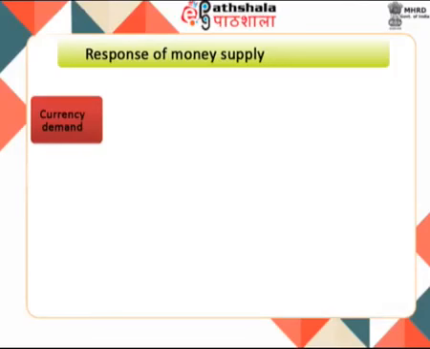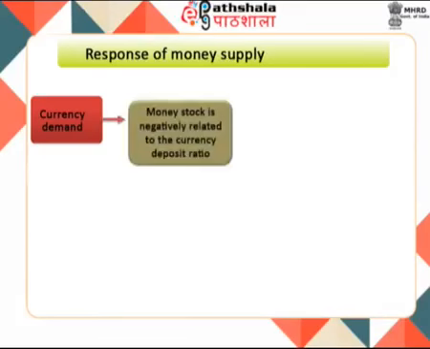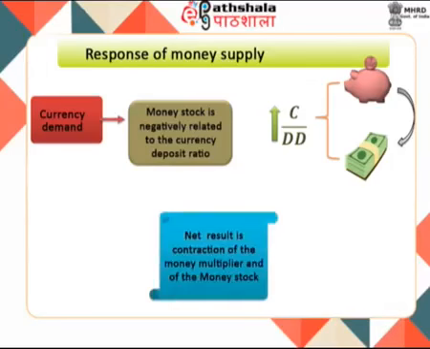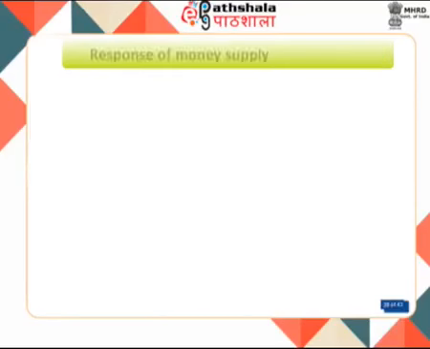Let us now analyze the response of money supply to the currency demand, time deposit, and reserve deposit ratios. The money stock is negatively related to the currency deposit ratio because a rise in the C upon DD ratio brings about a shift from deposits to currency, and since deposits undergo multiple expansion while currency does not, the net result is contraction of the money multiplier and of the money stock.